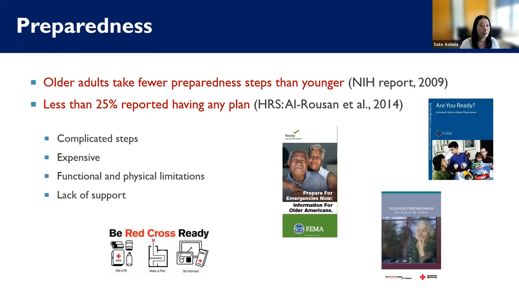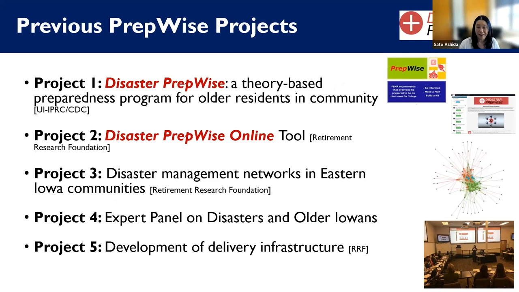When we presented those to older adults, they quickly identified barriers to becoming prepared, such as preparedness steps being complicated and expensive. They also point out that their functional and physical limitations prevent them from becoming prepared, and the overall lack of social support available to become prepared. To address this issue, we conducted some research. So I'm going to go into the first one.